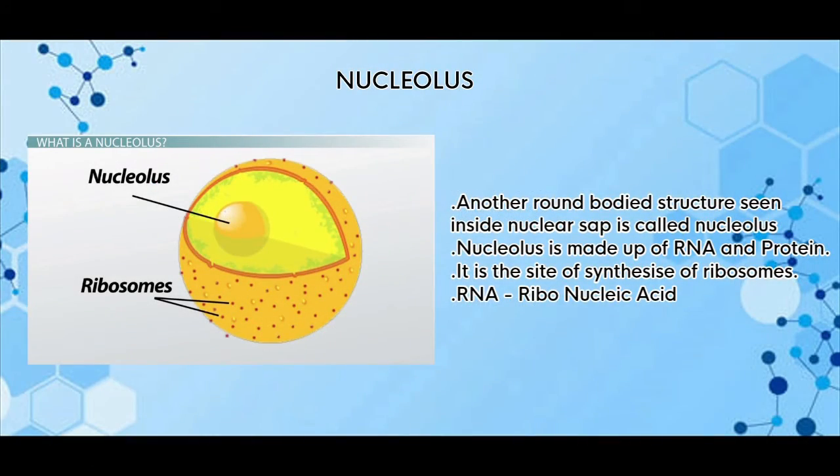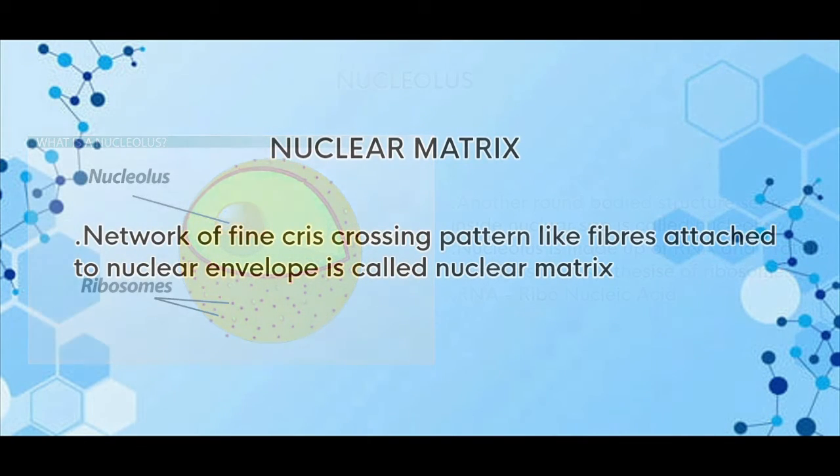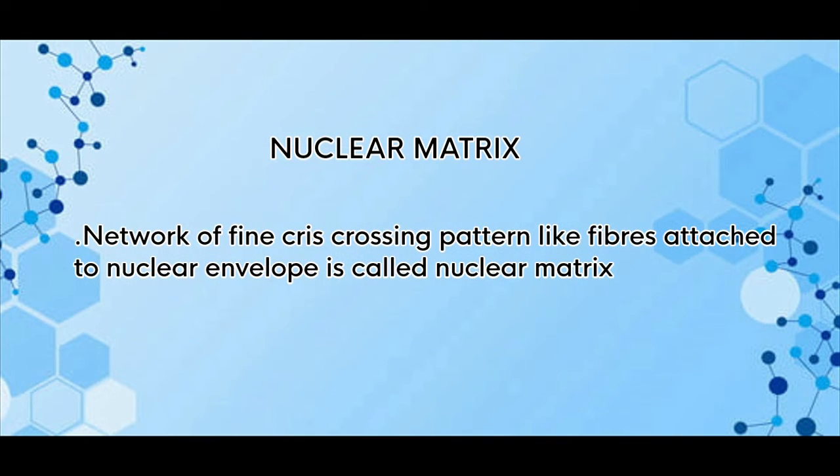Nucleolus. Another round body structure seen inside the nuclear sap is called nucleolus. Nucleolus is made up of RNA and protein. It is the site of synthesis of ribosomes. RNA, ribonucleic acid. Nuclear matrix. A network of fine crisscross fibers attached to the nuclear envelope is called nuclear matrix.